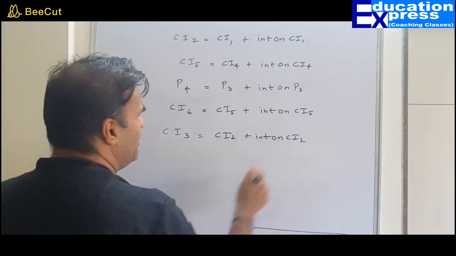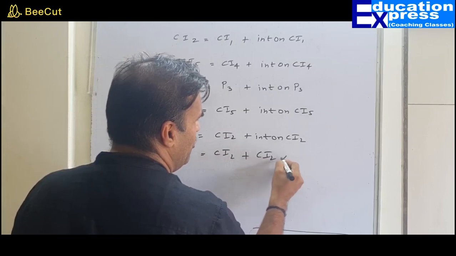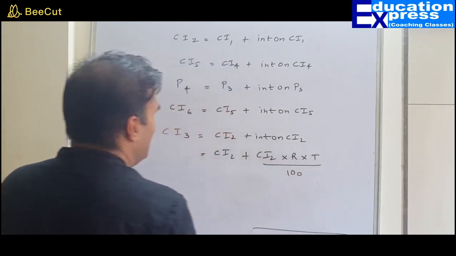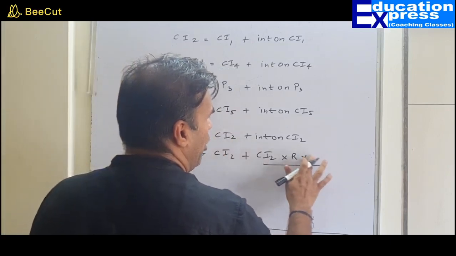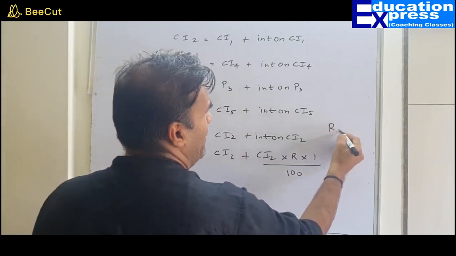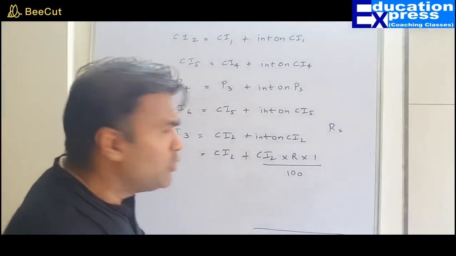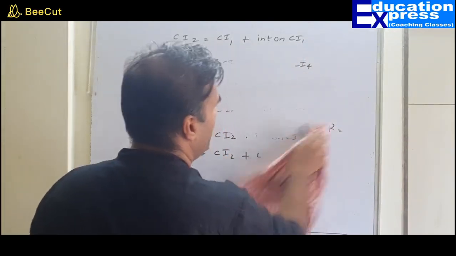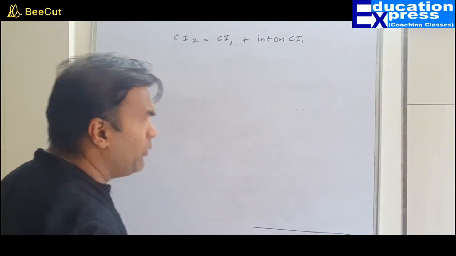What do you mean by interest on CI2? It means CI2 plus CI2 into R into T upon 100. Remember, we are doing this for 1 consecutive year, so my T will always be 1 and rate will be given to us in the question. Sir, can you please give an illustration to prove your point that this is going to behave in the same pattern? My answer is, let us consider one example to prove this.